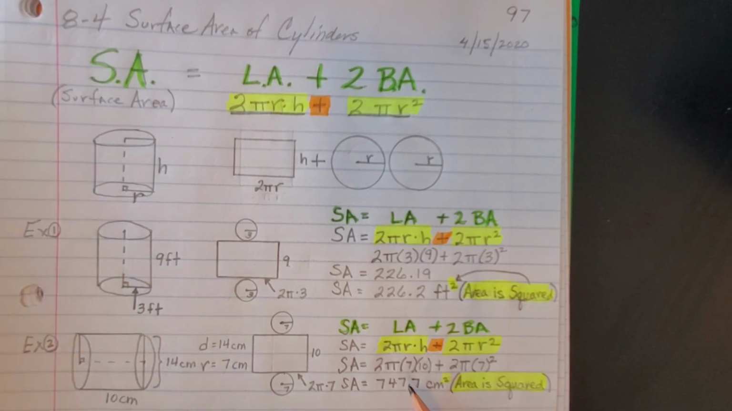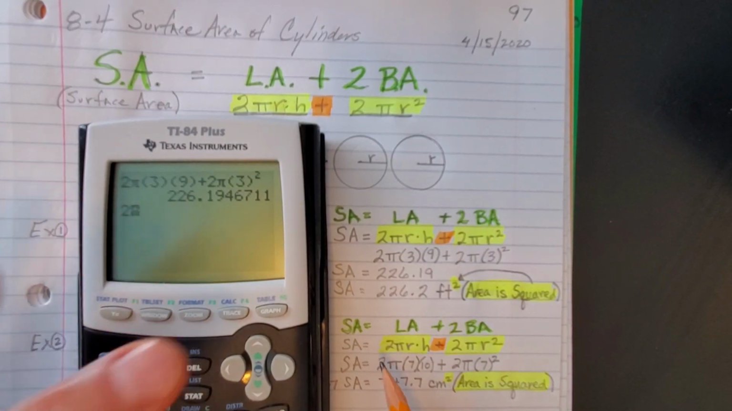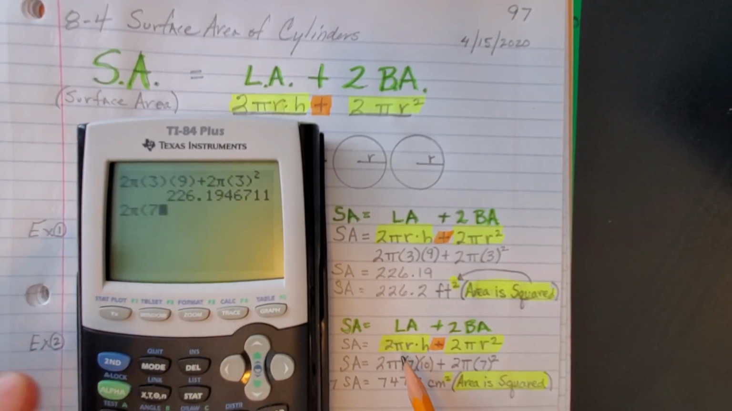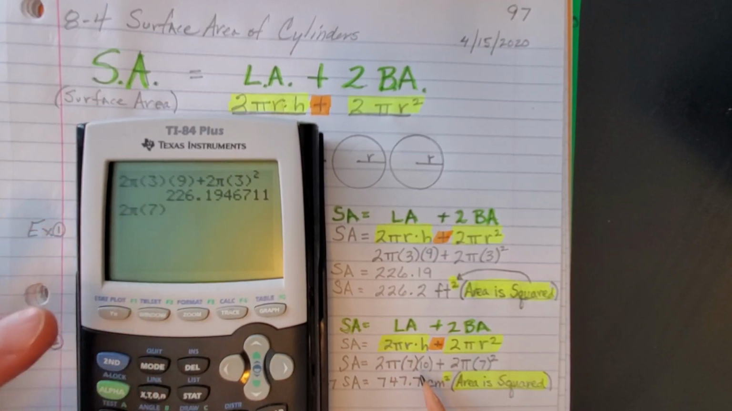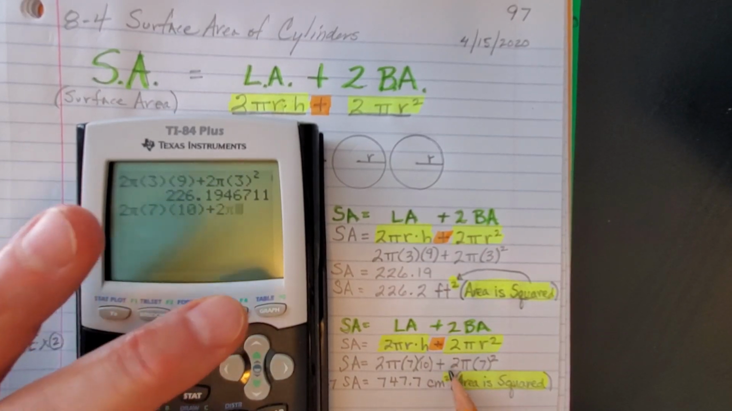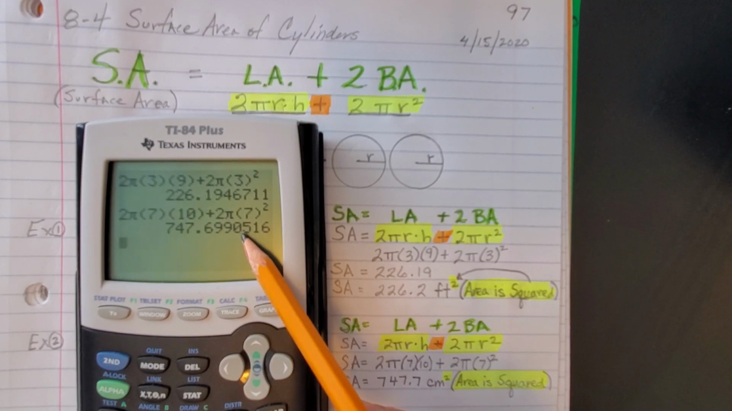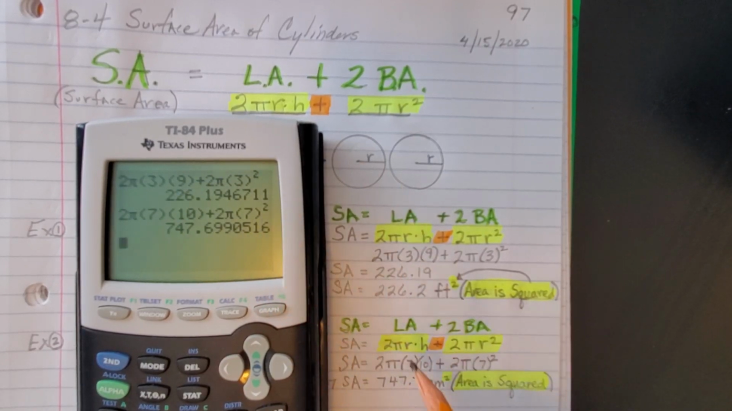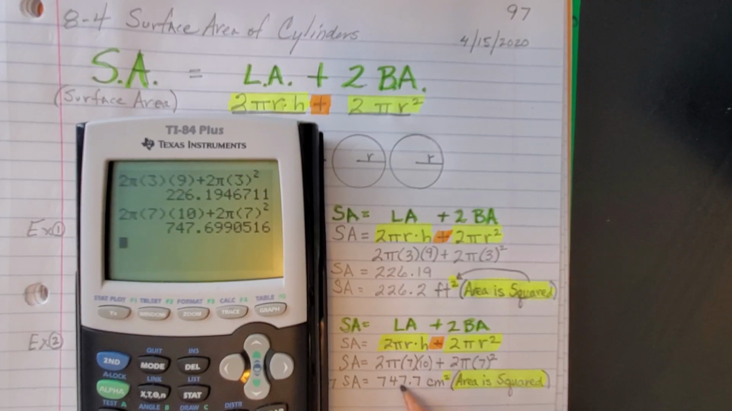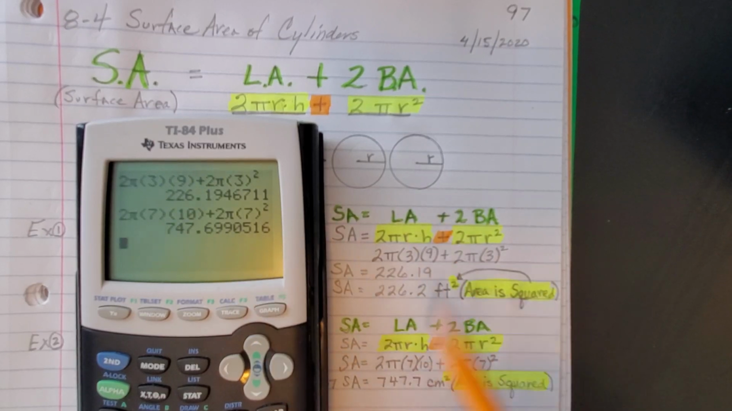Now we work all that out with our graphing calculator. So I'll get that back out. And you do 2 pi times 7 times 10, plus 2 pi times 7, and then square that, and you get 747.6990516. To round that to the nearest tenth, you round the 9 up, which makes the 6 a 7, to 747.7 centimeters squared, because area is always squared.